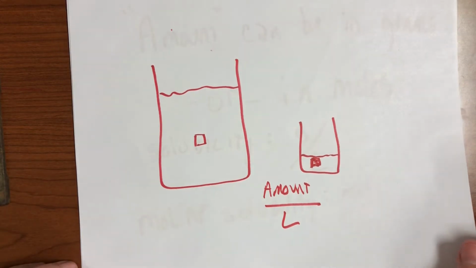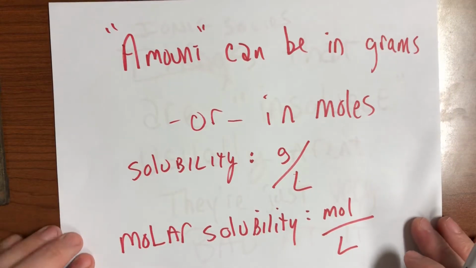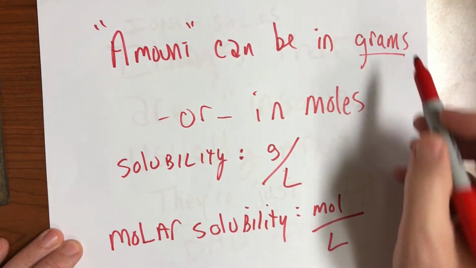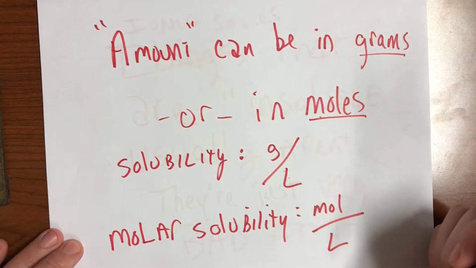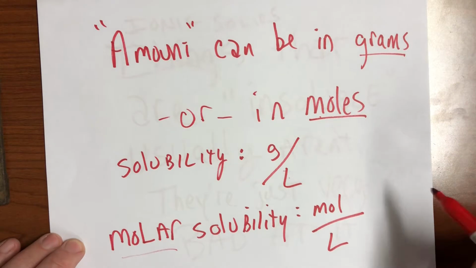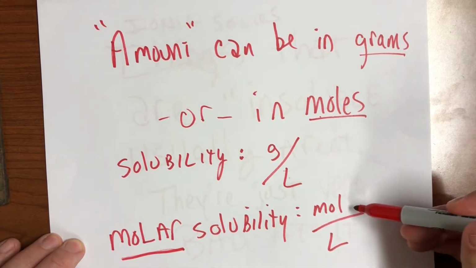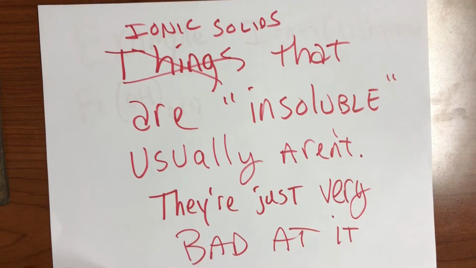A lot of times we talk about insoluble substances. So anyhow, whenever we measure amounts they can be in grams or they can be in moles. So usually if we're just talking about solubility, we mean grams per liter. If I ask you what the solubility of something is, the answer would be in grams per liter. Or there's the molar solubility, which would be the same amount, but it would be expressed in moles per liter. So be ready to get whichever of those they're asking.